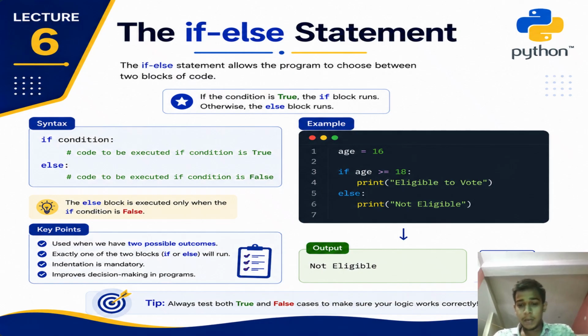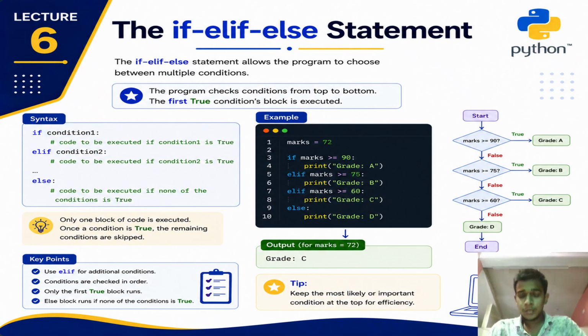Now that we have learned how to choose between two possible outcomes, let's move to the if-elif-else statement, where a program can choose between multiple conditions. Now let's learn about another very important conditional statement in Python called the if, elif, and else statement. In the previous slide, we learned about the if-else statement. It is useful when there are only two possible outcomes. But in real-world programs, we often have more than two conditions to check.